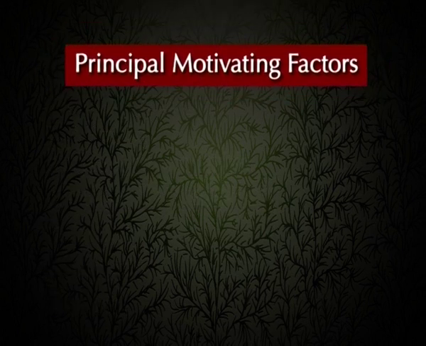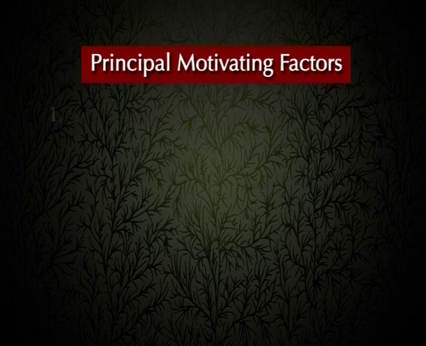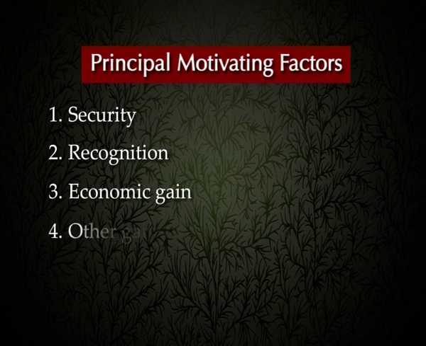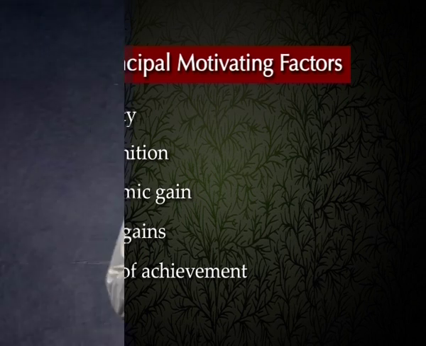Principal motivating factors include the following. 1. Security. 2. Recognition. 3. Economic gain. 4. Other gains. And 5. Sense of achievement. Only the principal motivating factors ultimately influence farmers towards perceived practical benefit, which will continue to motivate farmers to take up new enterprise, such as fruit cultivation in areas where it is not grown at present.